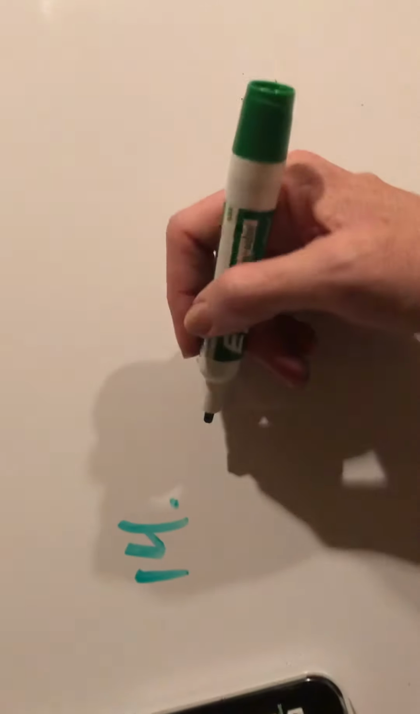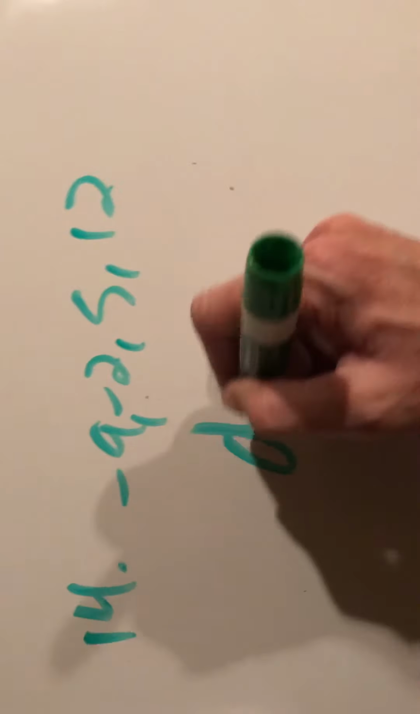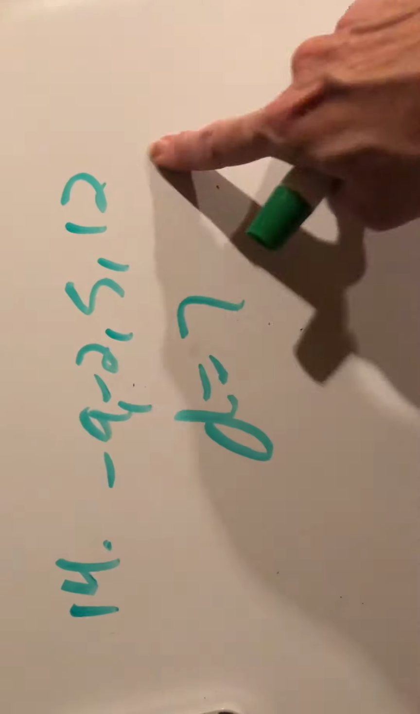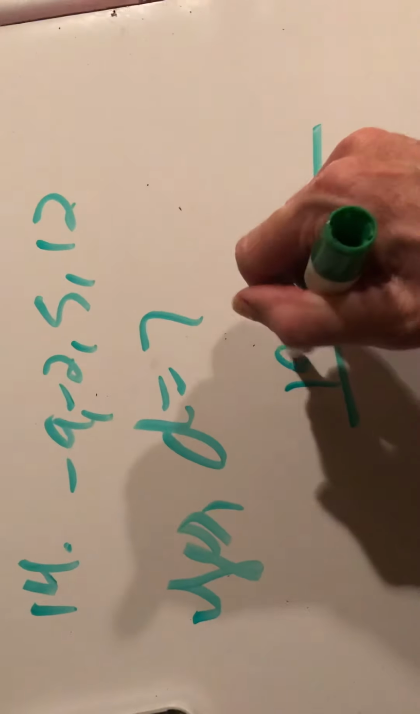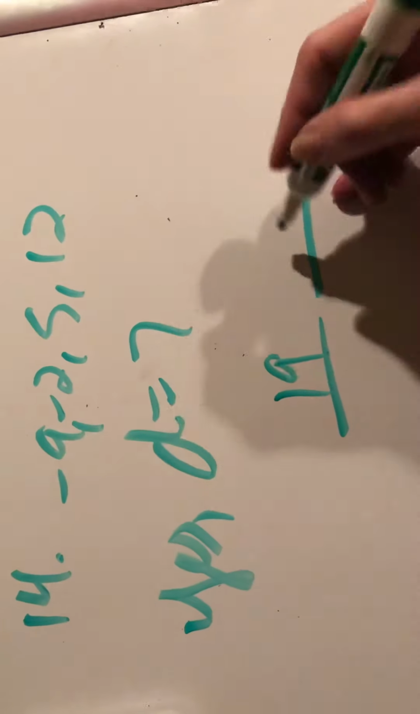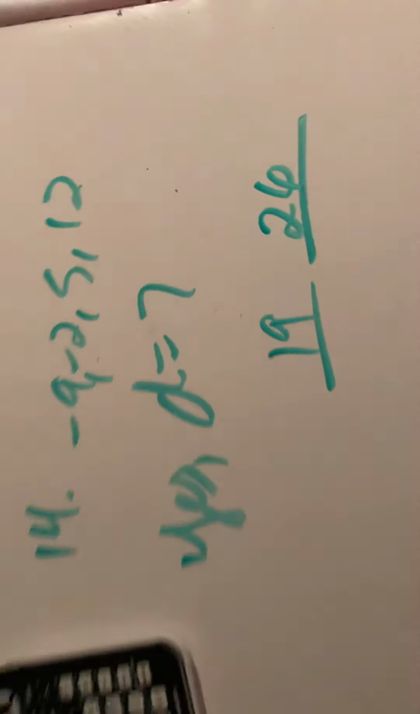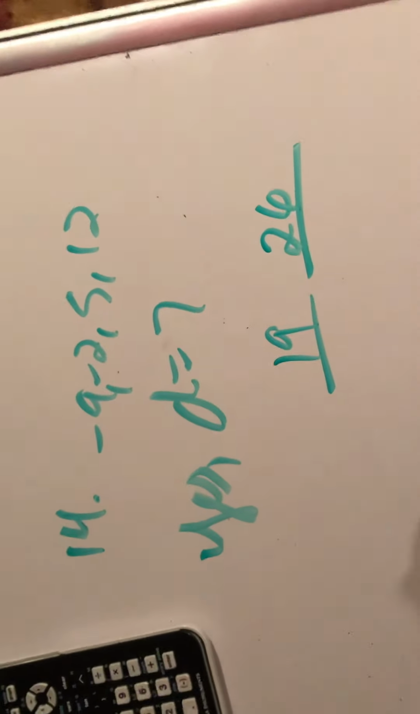Then number 14, you want to know if that is an arithmetic sequence. Looks like it is. It looks like your common difference is 7 because you're adding 7 every time. So that's an arithmetic sequence. So yes, it is arithmetic. And then you want to find the next two terms. So you take 7 plus 12 and get 19. And you take 19 plus 7 and get 26. That's all I want to see on arithmetic sequences like that.